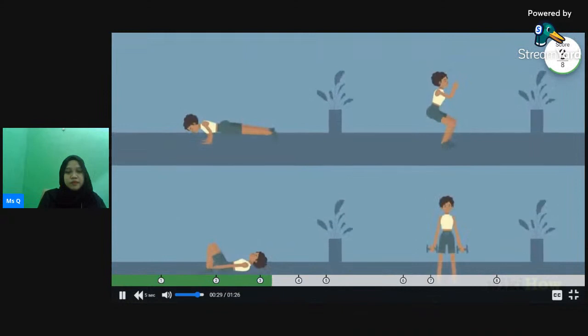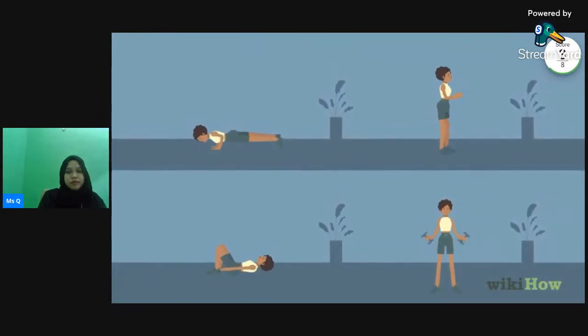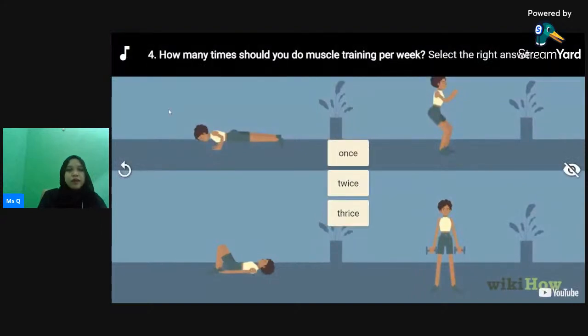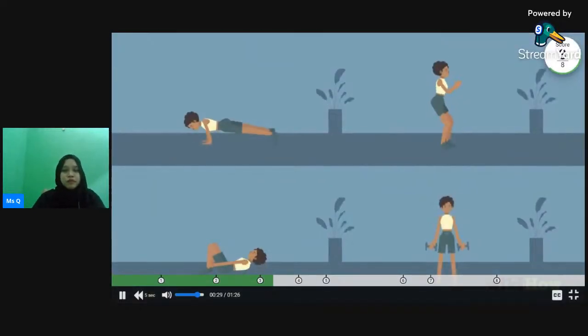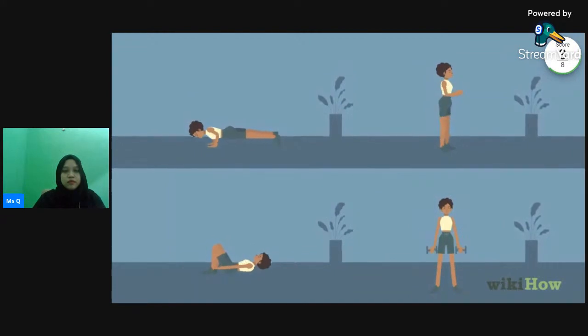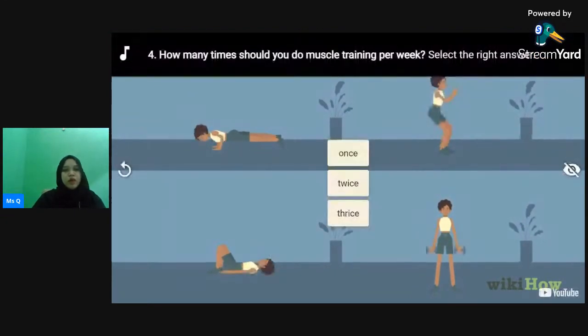Also try to do strength training exercises for each of your muscle groups at least 2 times a week.